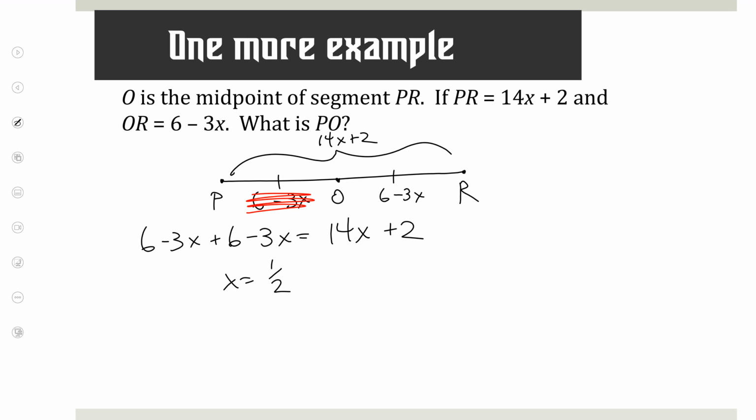What's the relationship between the segment PR and the segment OR? Who's talking? Jackson. It's half. So if I know that, what equation could I set up? General equation. If you know that OR is half of PR, what algebraic equation could I set up? Anybody else? Based on that information? No?